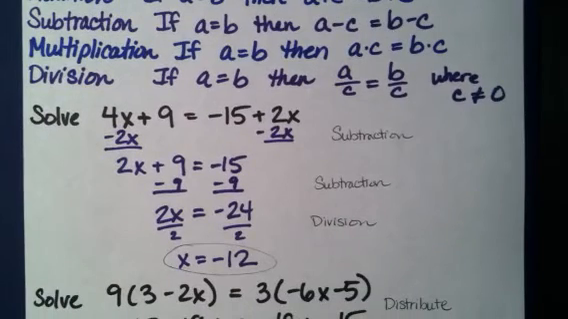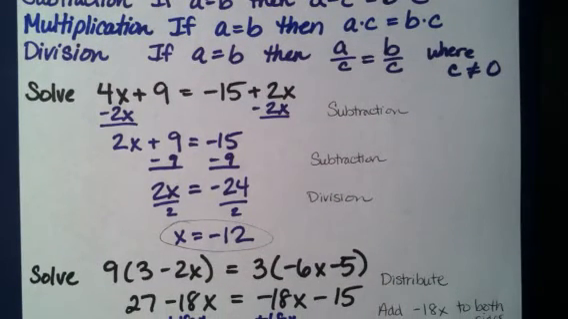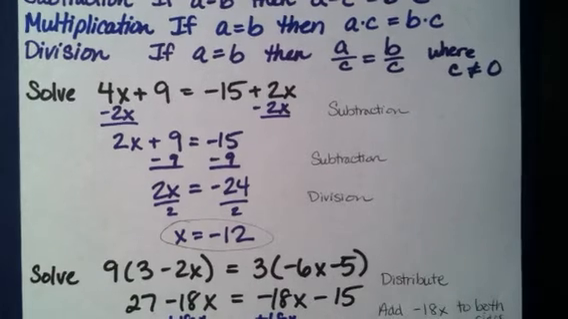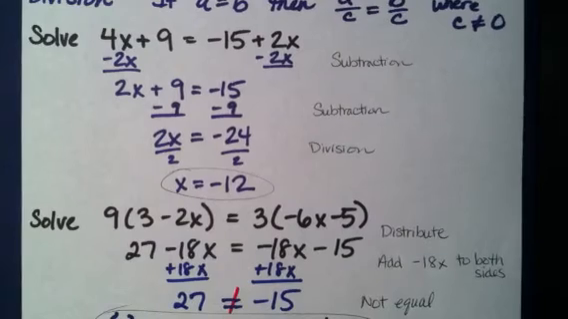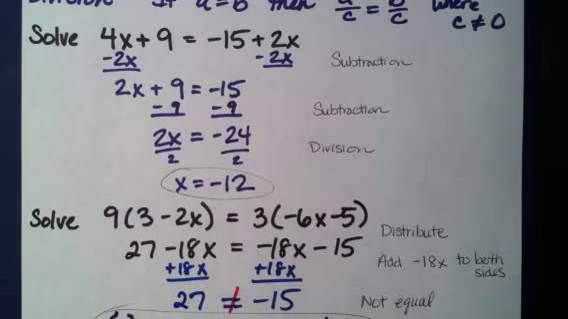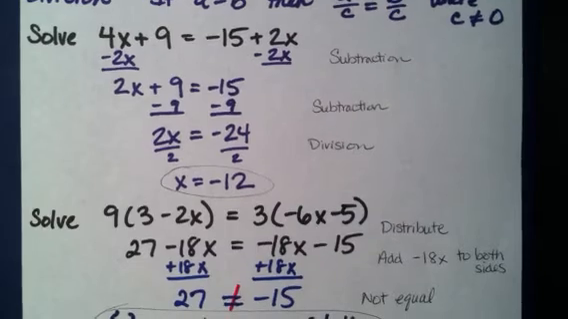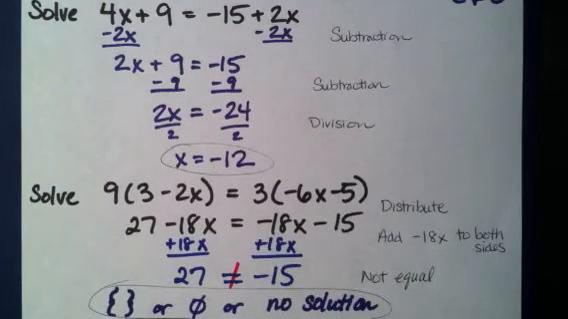If we were asked to solve 9 times (3 minus 2x) equals 3 times (negative 6x minus 5), the first step we would do is distribute. The next step, we would add 18x to both sides. Because 27 does not equal negative 15, the answer to this equation is going to be an empty set, represented by 2 braces with nothing in between them, or a 0 with a line through it, or no solution.